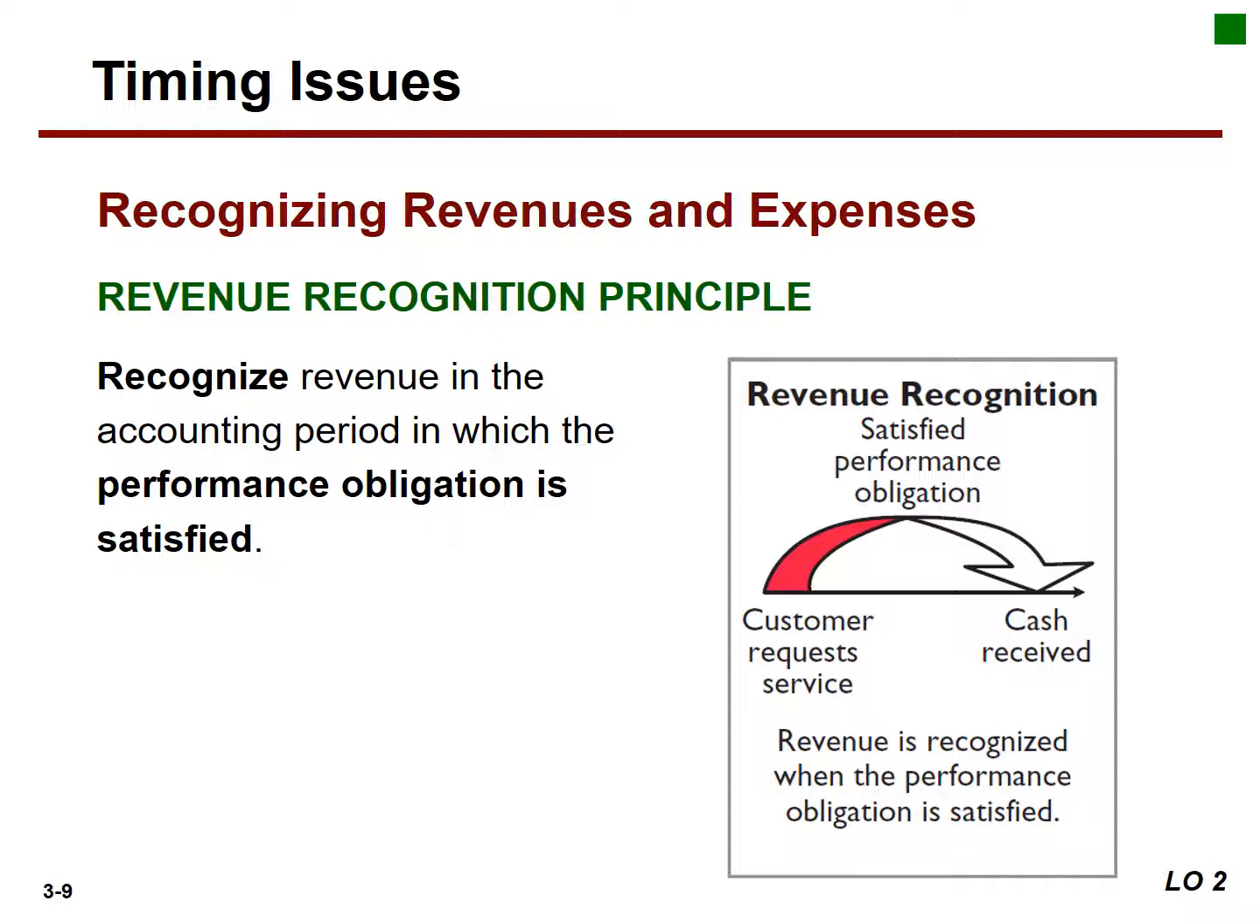Okay, associated with this accrual basis of accounting is the revenue recognition principle, which says we recognize revenue in the accounting period in which the performance obligation is satisfied. So if it's a service business, it's when we complete the performance obligation, whatever that might be. If it's a merchandising business, which we'll talk about beginning in Chapter 5, it's when we deliver the goods that are being purchased by our customer.